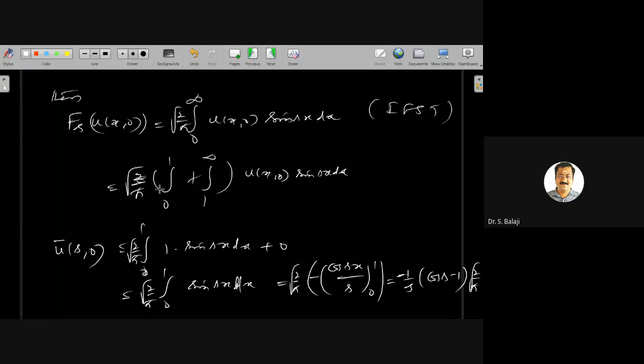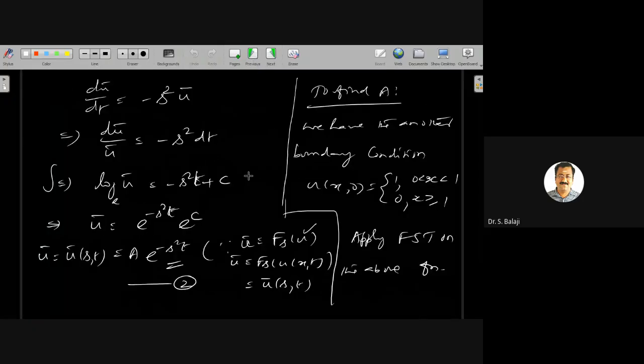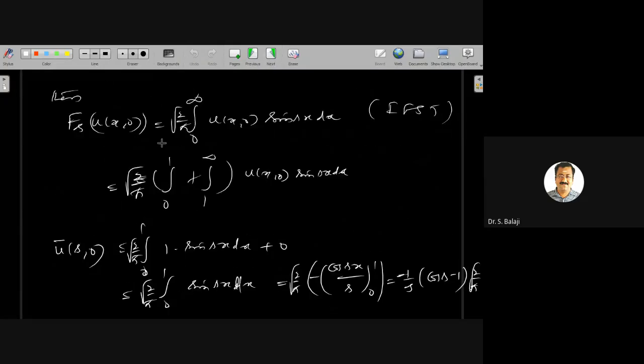Root of 2 by pi, the integral from 0 to 1 and 1 to infinity. That one I can split here. Therefore, 0 to 1 plus 1 to infinity of u of x comma 0 sin sx dx. It is the Fourier sine transform here.